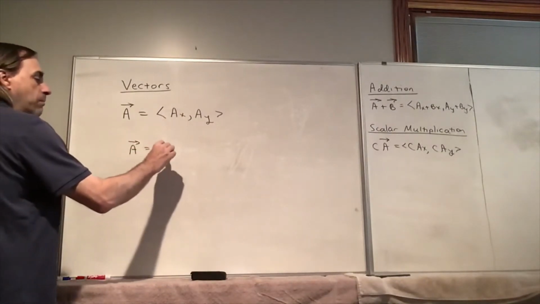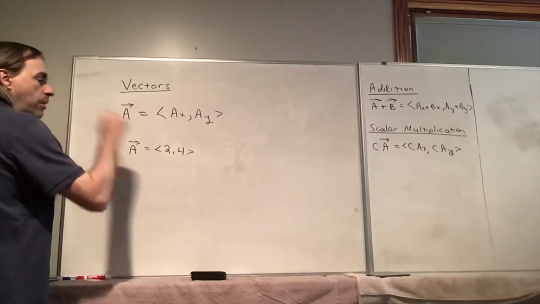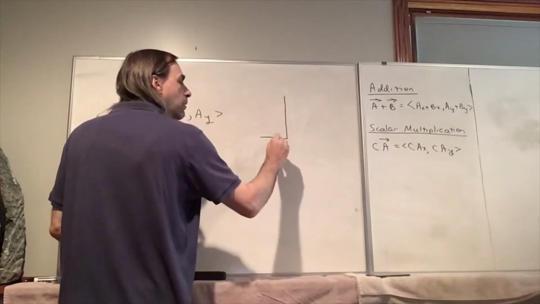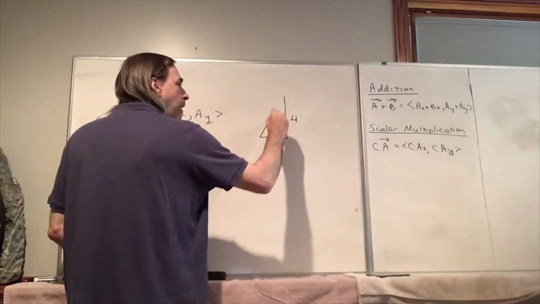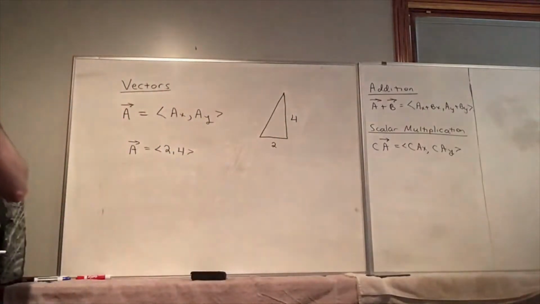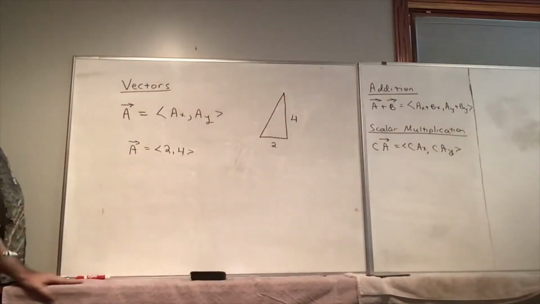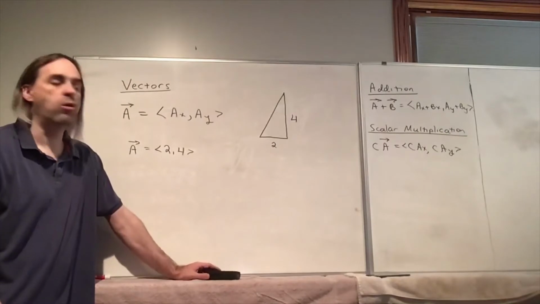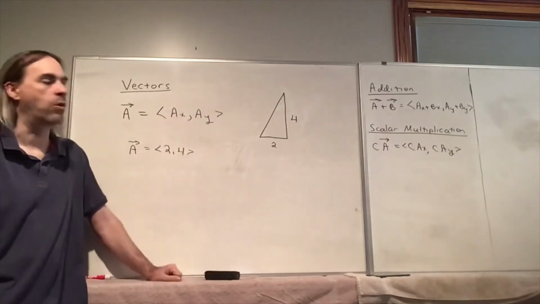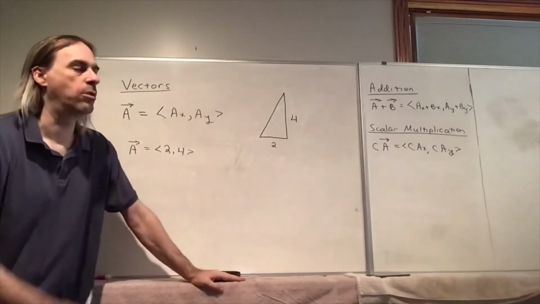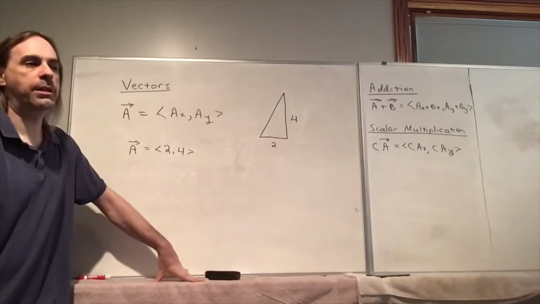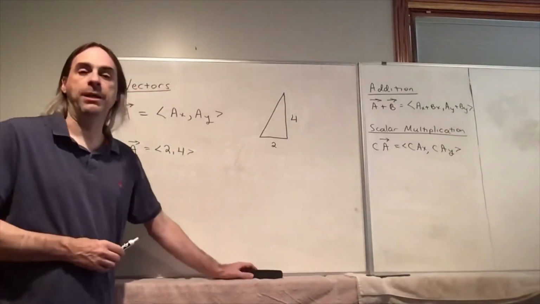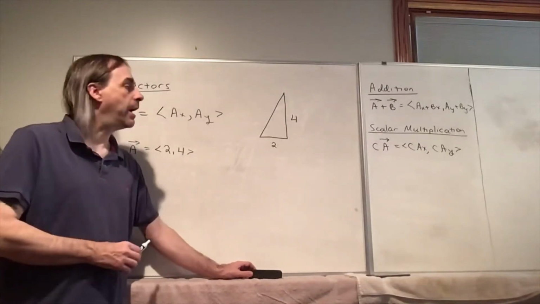A concrete example, say 2, 4. And I'm going to draw this here. So we go 2 in the x direction, 4 in the y direction. And again, the way we define vectors, this is component form. There's another way that we can describe vectors, and that is in polar form. Polar form is kind of a more natural way to describe a vector, because vectors have a magnitude and a direction, and that's what polar form is. You describe it in terms of its magnitude and direction.